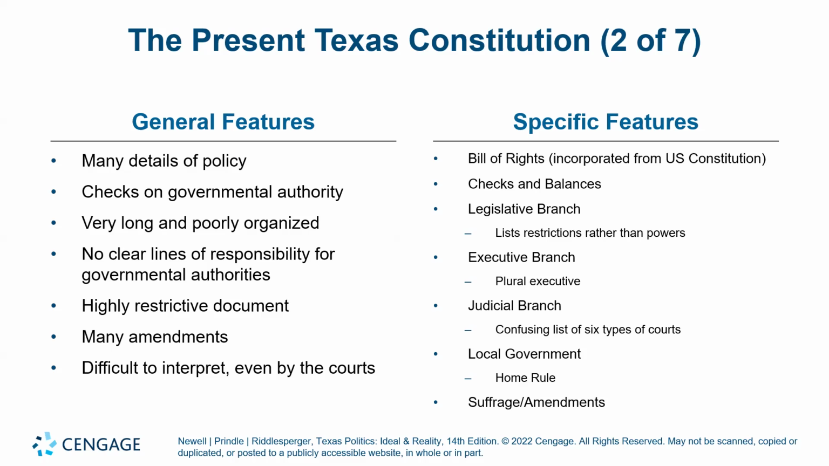Okay, so those are the general features. Now let's go to the specific features. Now there is a state Bill of Rights incorporated from the U.S. Constitution, and this is located at the very beginning of the state constitution. If you go through it, you'll be able to find it right there at the beginning, and you'll see that a lot of these rights are mirrored from the U.S. Bill of Rights.